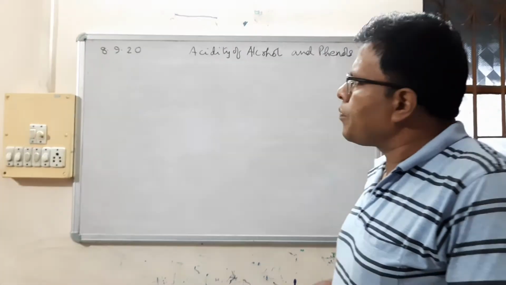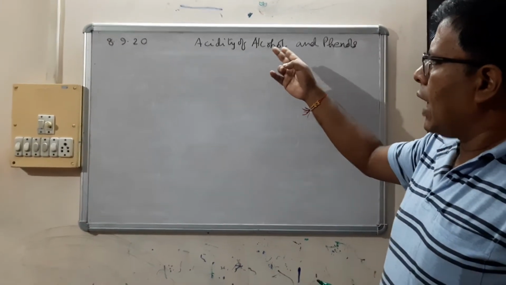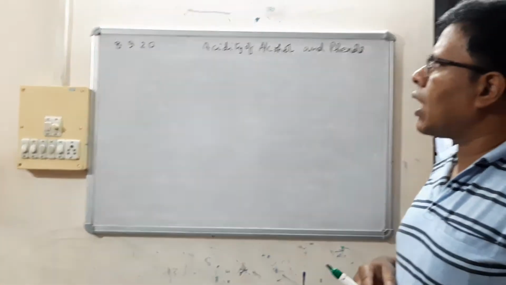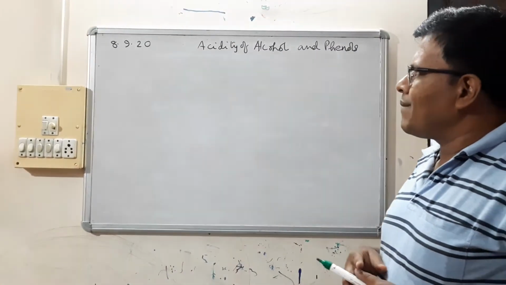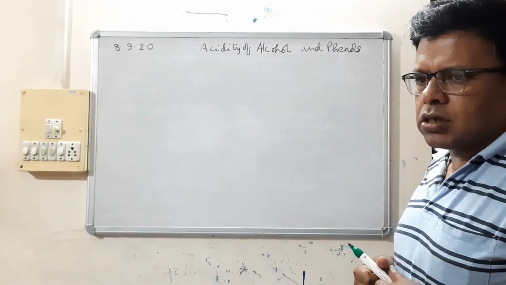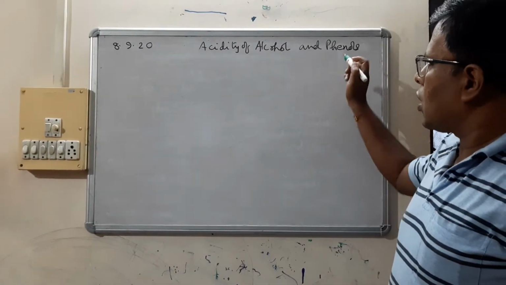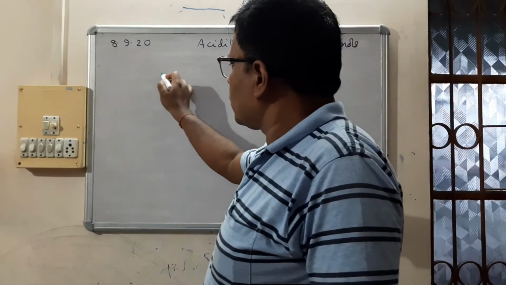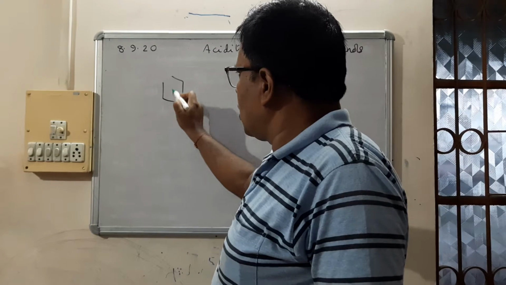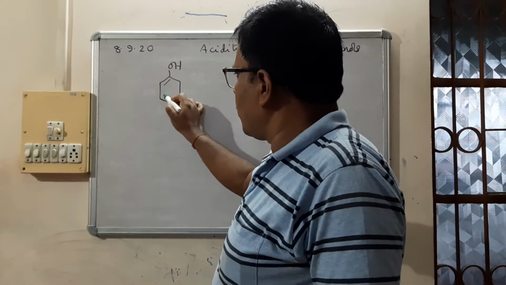Good evening, children. Today we are going to discuss the topic acidity of alcohol and phenol. Yesterday we said that alcohols are acidic in nature, but at the same time we also discussed that alcohols are much less acidic than water. Now coming to phenol. Phenol is acidic in nature. Acidity of phenol is much more than alcohol.